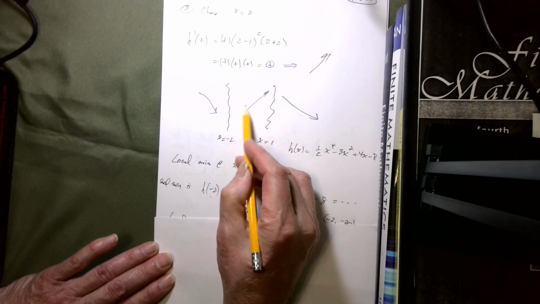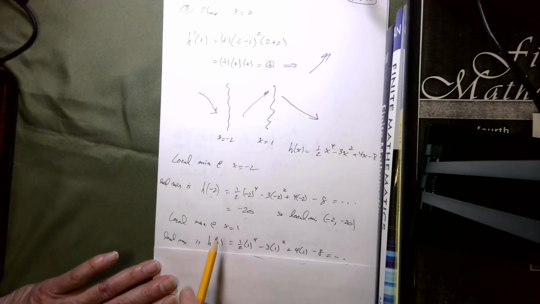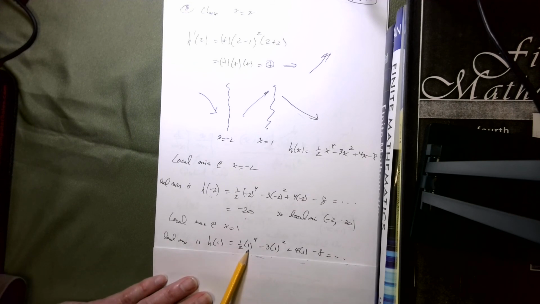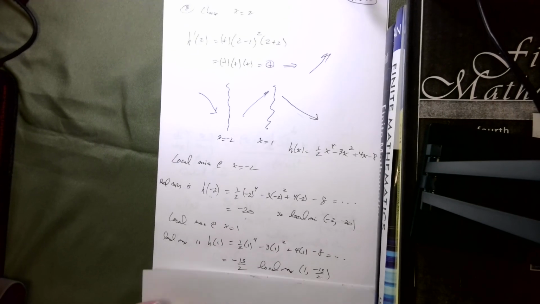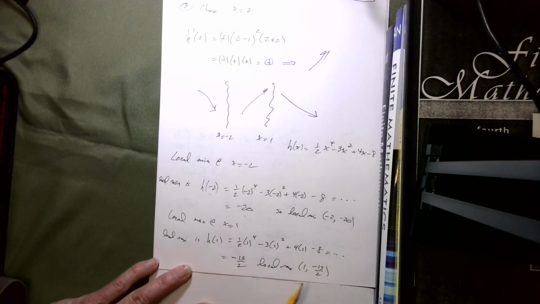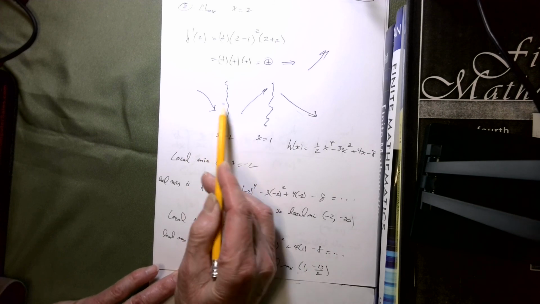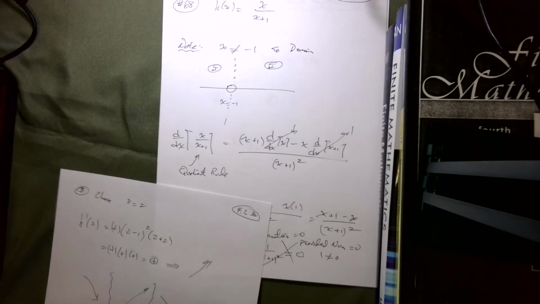How do we figure out what this local max is? Do the same thing. I put the 1 not into the derivative, but into the original function, because I'm trying to find out what this y value is. So I put it in, and I get a negative 13 over 2. So the local max is located at x equals 1, and the local max is negative 13 over 2. Notice, folks, this is a local min, and this is the local max. Okay.